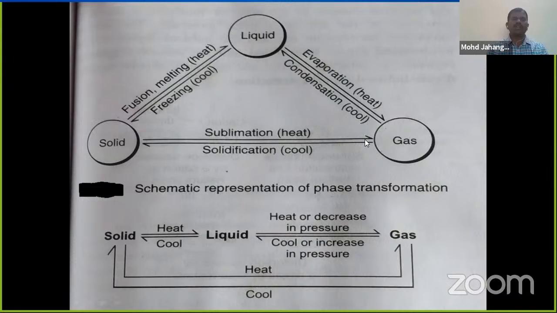Important example: solids are converted into liquids by absorption of heat, and liquids into solids by evolution of heat, and similarly for liquid to gases and gases to liquid.